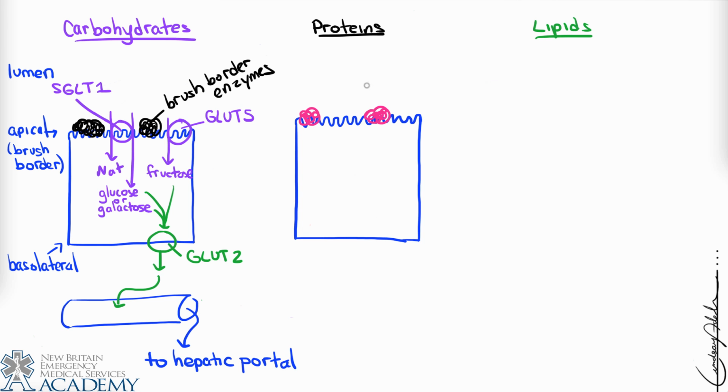We have our mucosal epithelial cell with our brush border enzymes at the apical surface. And then we have a couple of different transporters here as well. So the proteins are broken down pretty significantly by the enzymes that are released from the pancreas, but there's still some opportunity for further breakdown here at the brush border enzymes. And so what we'll get is co-transport of the amino acid chains, and the chain can only be 3, 2, or 1 amino acids.